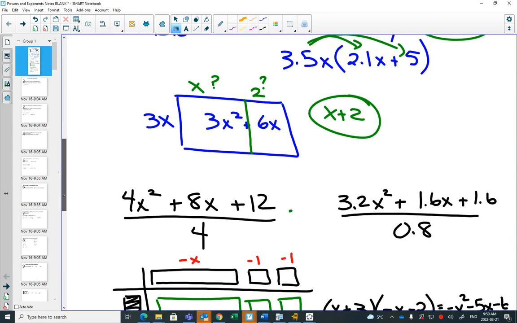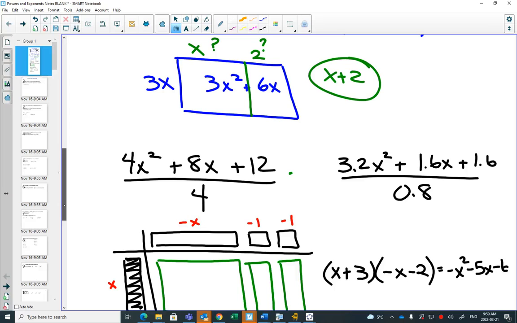This is kind of good as a review because I didn't write the answers, I just wrote the questions. In our review part, we can look at the questions. What do you have to do? You have to divide each of these by 4. So 4 divided by 4, that would leave you with x squared. 8x divided by 4 would leave you with 2x. And 12 divided by 4 would leave you with 3. Each one gets divided by 4.